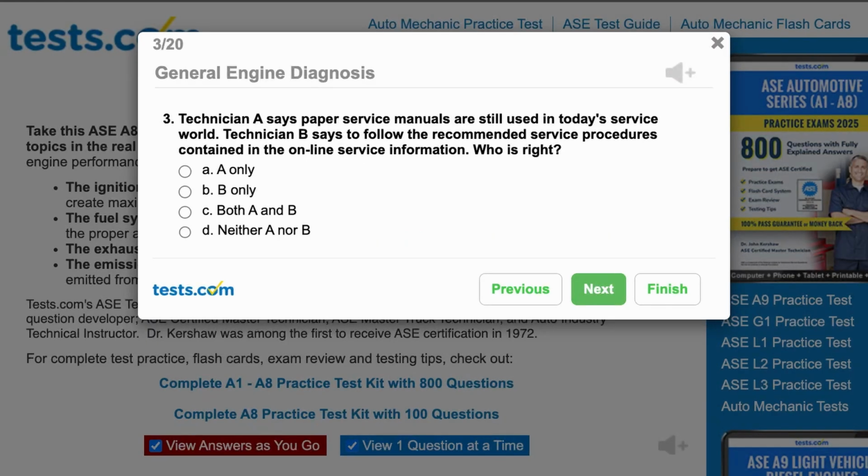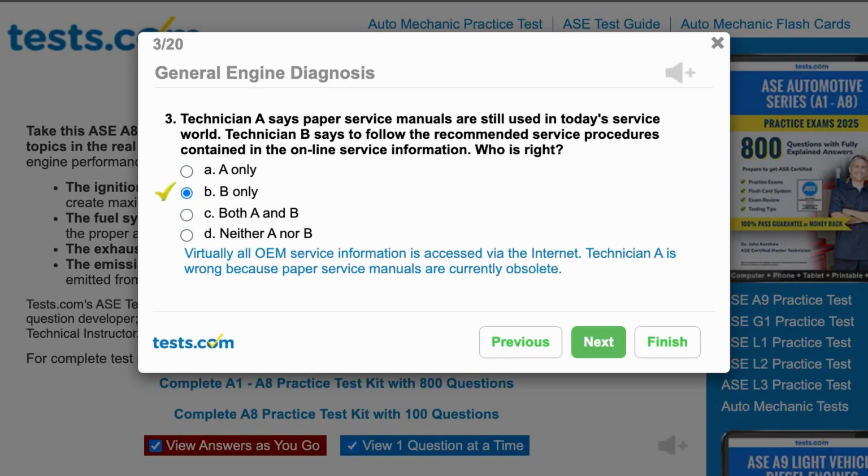Question 3. Technician A says paper service manuals are still used in today's service world. Technician B says to follow the recommended service procedures contained in the online service information. Who is right? A. A only. B. B only. C. Both A and B. D. Neither A nor B. B. B only. Virtually all OEM service information is accessed via the Internet. Technician A is wrong because paper service manuals are currently obsolete.